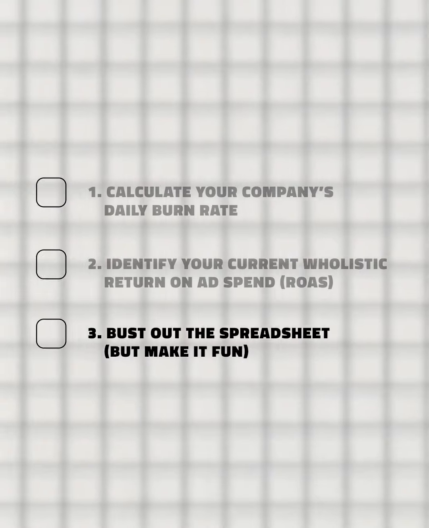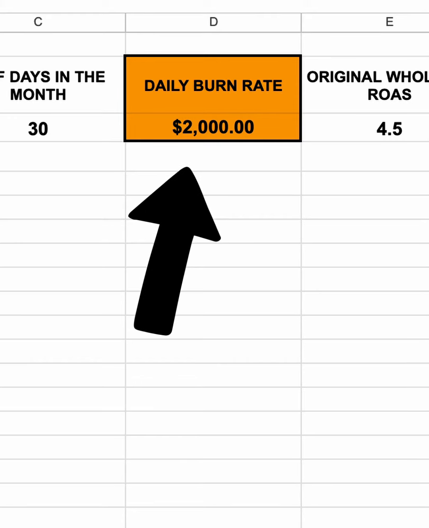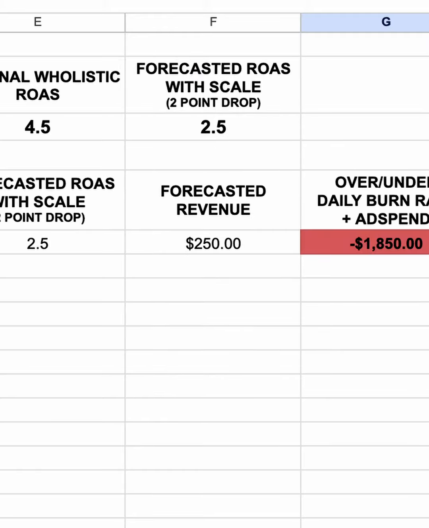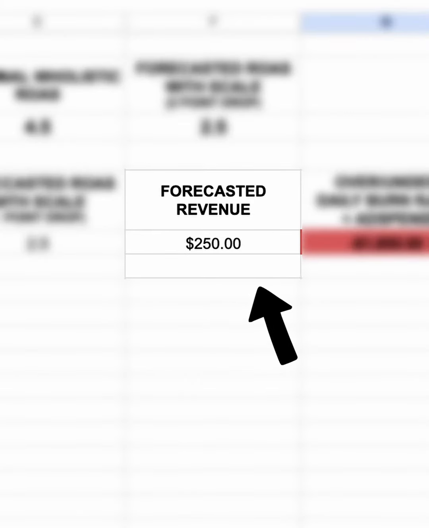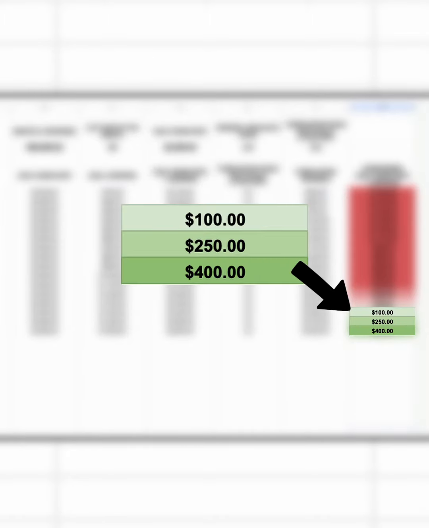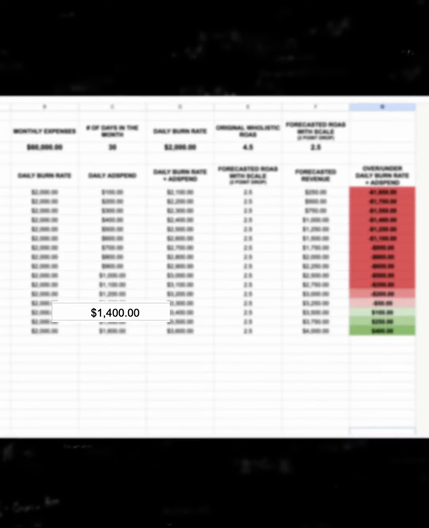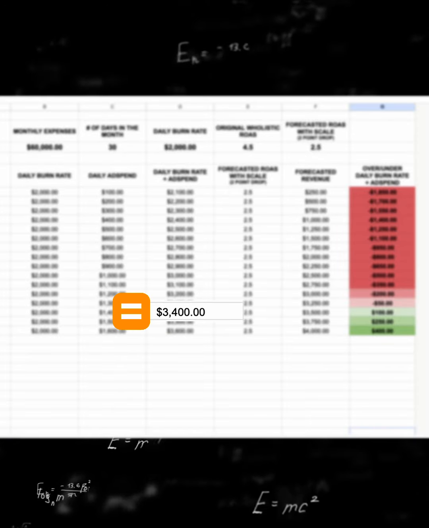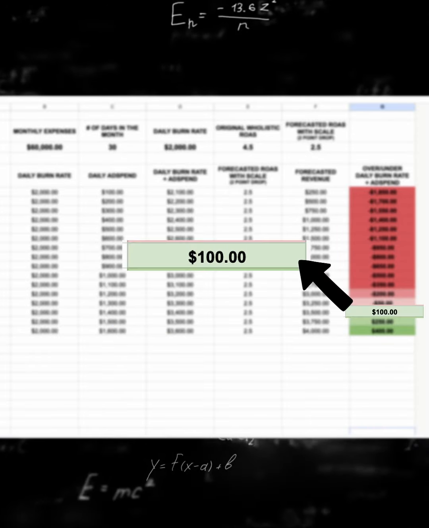Step 3, bust out the spreadsheet. Create a spreadsheet with your daily burn rate, a predicted ROAS assuming the drop, and your predicted revenue based on your new ROAS and spend level. Keep adding rows, increasing your spend until you find your break-even point. Here's the secret formula. When your predicted daily ad spend multiplied by your predicted ROAS equals your daily burn rate plus daily ad spend, you hit break-even.